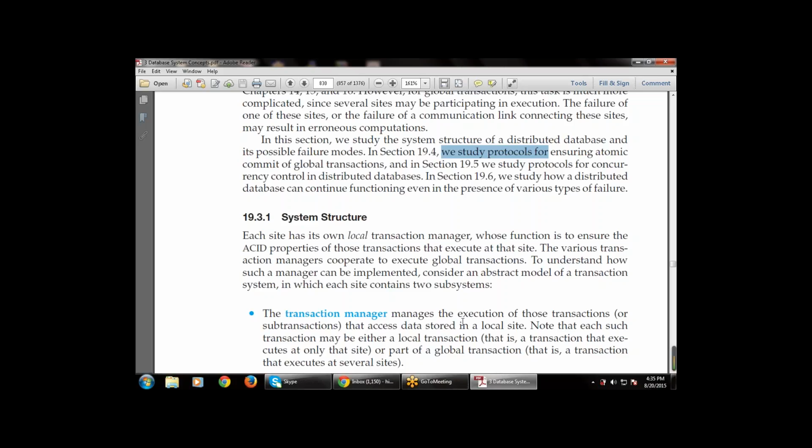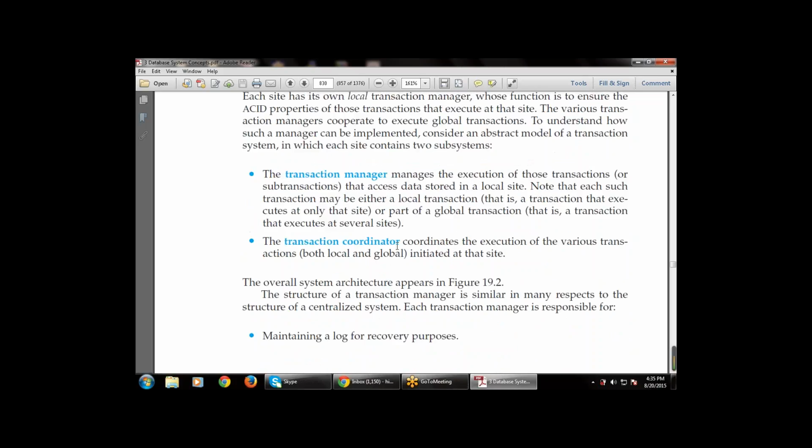Note that each such transaction may be either a local transaction or part of a global transaction. So the transaction manager may handle both kinds of transactions. Then the next subsystem is the transaction coordinator, which coordinates the execution of the various transactions that are initiated at that site.